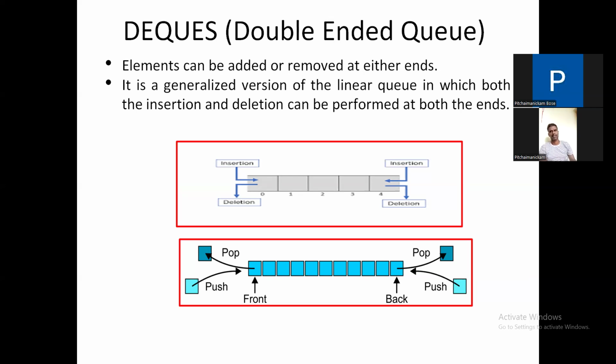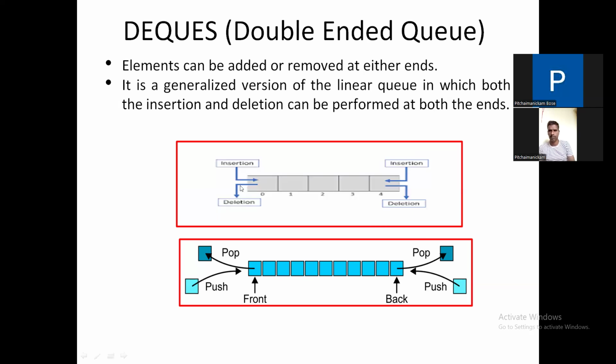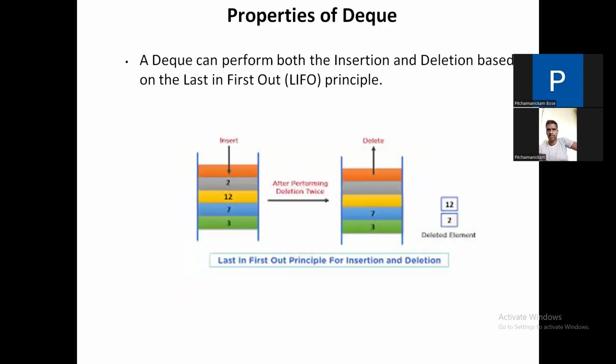But here, we have both ends responsible for inserting or deleting an element. This is called a double-ended queue. So what are all the properties of the queue? Here the double-ended queue can perform both the insertion and deletion operations, based on the last in first out principle.